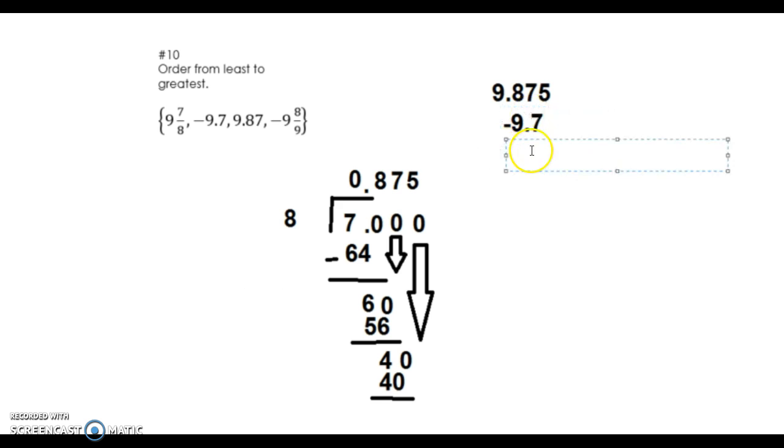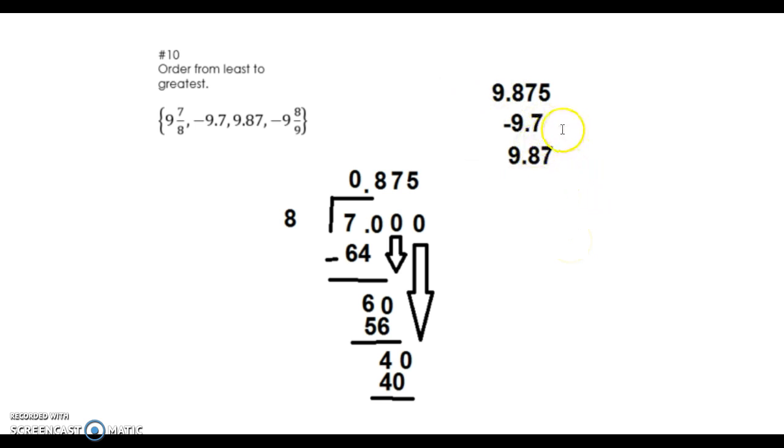Our next number we had was 9.87. And our last one is going to be the same type of thing, but you're going to divide 8 by 9 to figure out that decimal. And then you have to put these in order and figure it out.